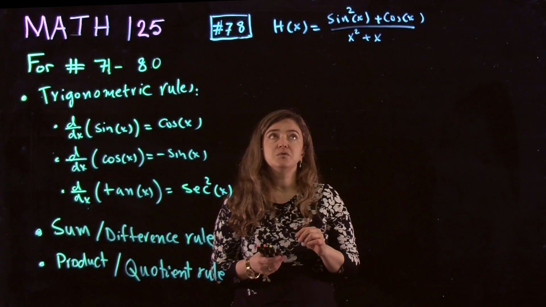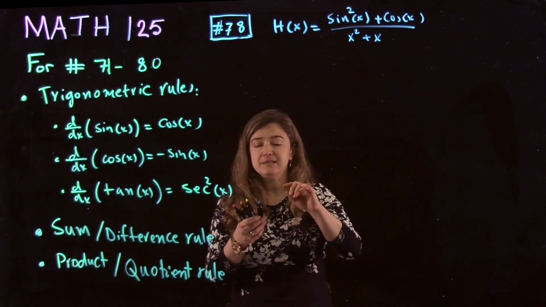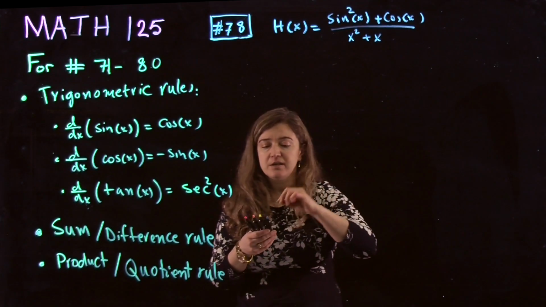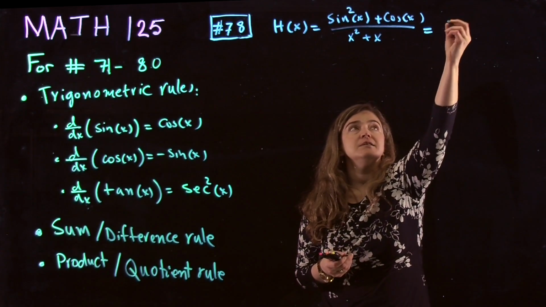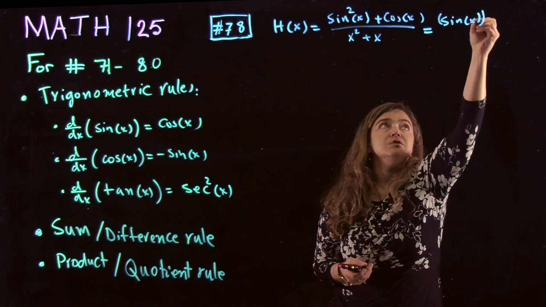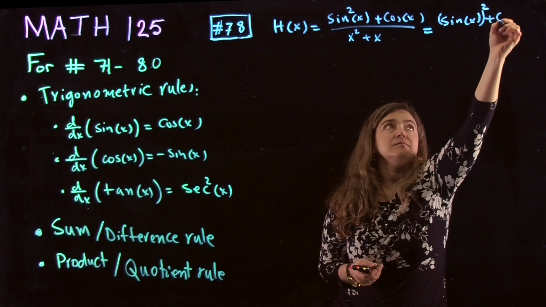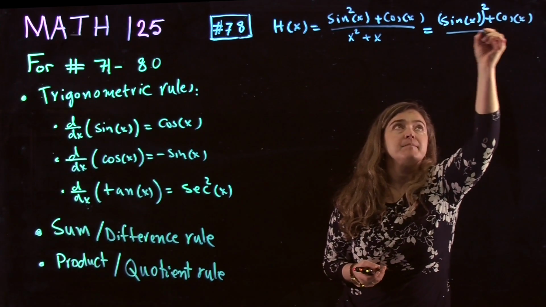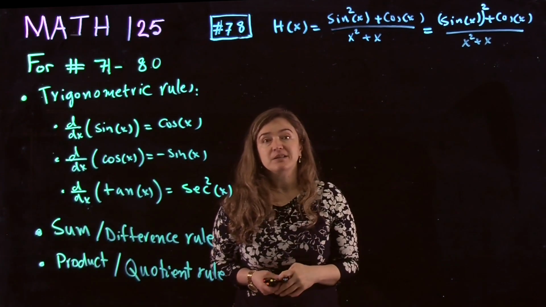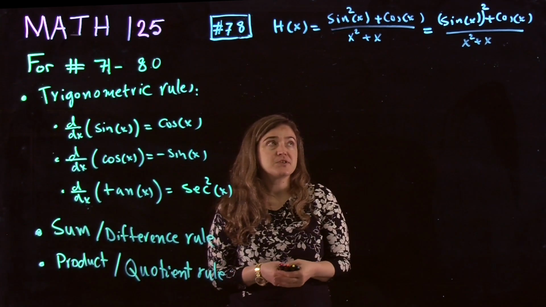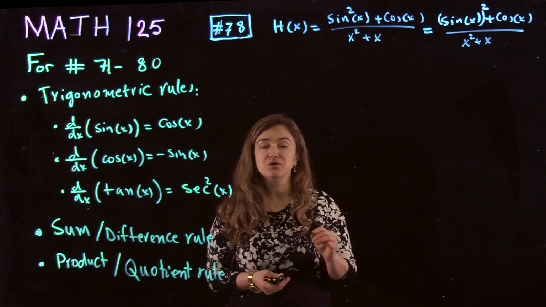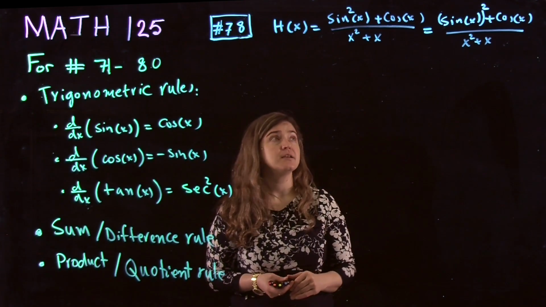To clarify this part of the function, sine squared of x is just, let's rewrite it, sine of x to power 2, and that term by itself should be treated as a composition of two functions, outer function being to power 2, inner function being sine of x.